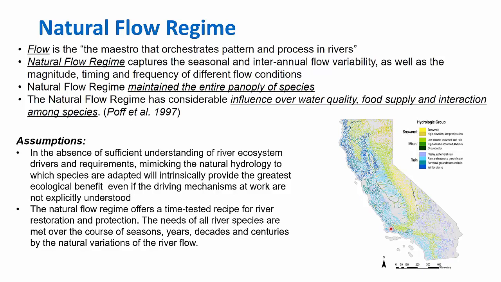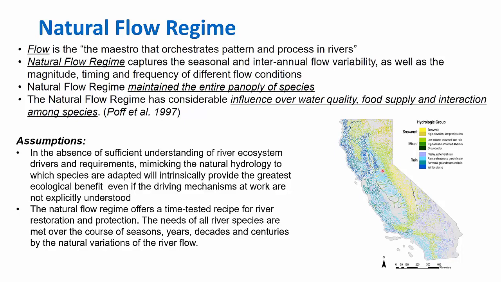So that's one thing, and think that the native ecosystem there evolved through the natural flow regime for millennia. We have altered it in recent history, but the native species, the native ecosystems that evolved there, evolved through the natural flow regime. And similarly, the natural flow regime provides a time-tested recipe to restore or to protect the environment that a given river may be subject to.